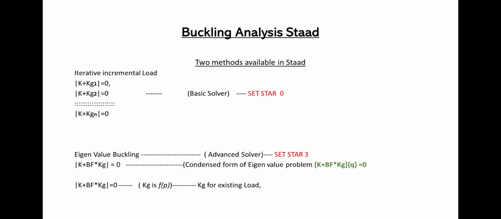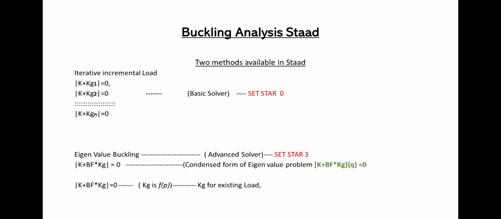To trigger the basic method, invoke the basic solver by adding the command SET STAR 0 just before the joint coordinates in your input file. Now, next is the advanced buckling analysis, which needs the advanced solver as it solves the eigenvalue problem. So use the command SET STAR 3 here.